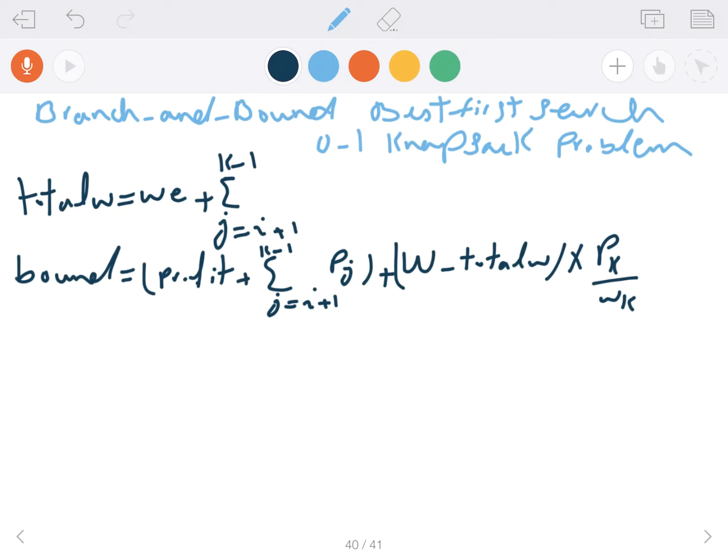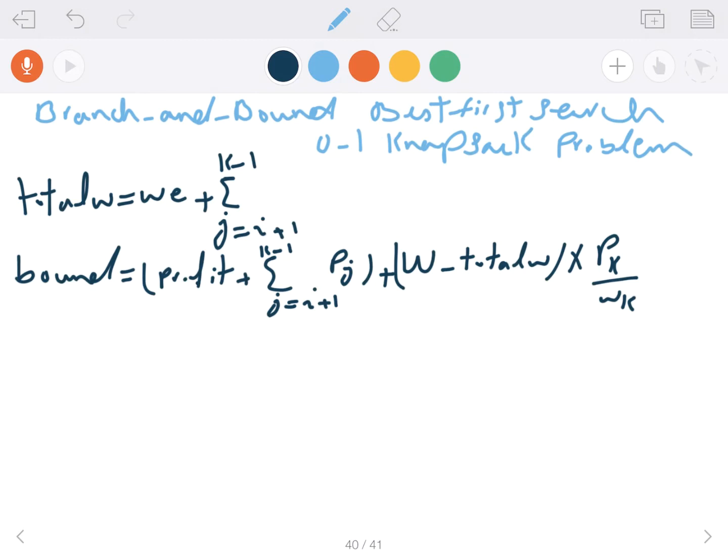Hello everyone. Today we're going to talk about the 0-1 knapsack problem and using the branch and bound and best first search approach to solve that. In the previous video we learned about solving the 0-1 knapsack problem using the branch and bound approach and depth first, like the breadth first approach.